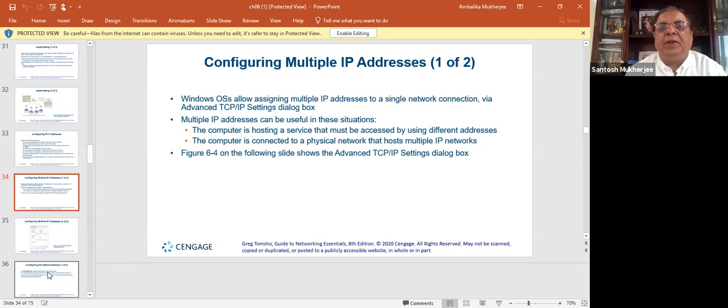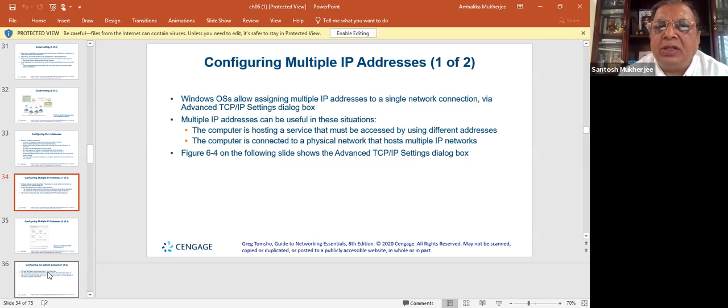Configuring multiple IP addresses. Windows operating systems allow assigning multiple IP addresses to a single network connection via the advanced TCP/IP settings dialog box. How do you configure multiple IP addresses? Now, you have IP addresses, you have to configure them, you have to streamline them, you have to bring them under the same umbrella, so that with the same IP address, they can work within the same family or same domain.